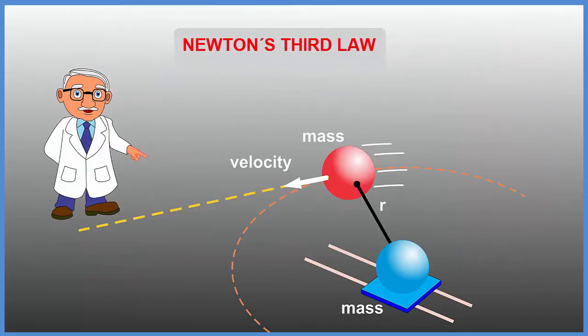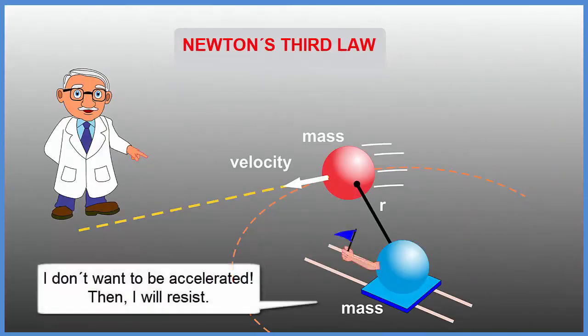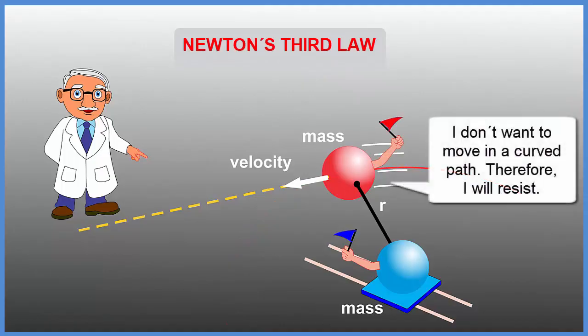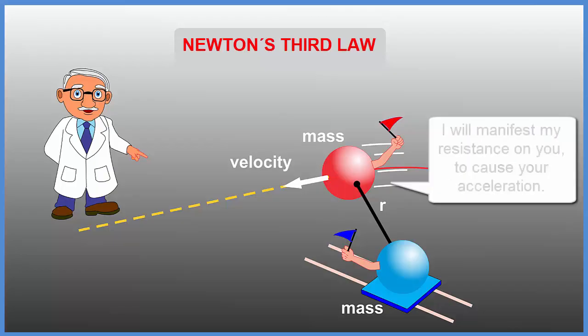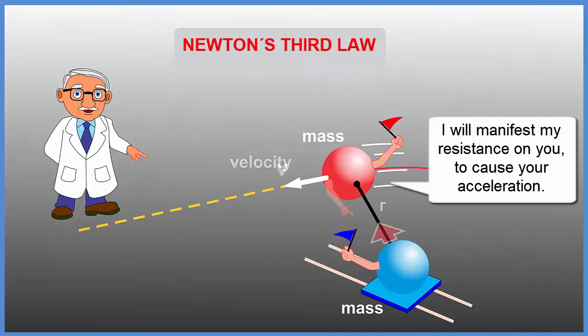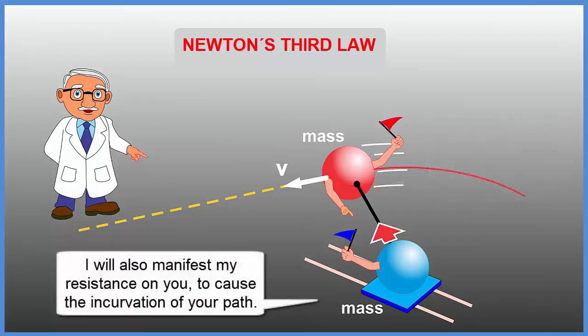The same dynamics also applies to the curvilinear motion. I don't want to be accelerated. Then, I will manifest resistance to pull you backwards to incurvate your path. I have the natural tendency to move in a straight path. Therefore, I will resist the effect of any applied force to incurvate my path. Since our inertial tendencies are in conflict, I will manifest my resistance on you, then you will accelerate and I can move in a straight path. Sorry, this conflicting interaction implies symmetry. Even resisting, I will accelerate, but my resistance will act upon you to force your path to be a curve anyway.